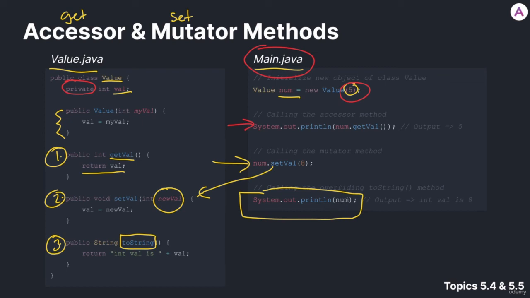So whenever this happens with any object, what Java does is it looks back at the class and it sees, okay, num belongs to the value class, is there a toString method that exists? In this case, there is. And since there is a toString method, Java just basically prints out whatever is returned in this return statement. So in this case, it says int val is, and then a space, and then we're concatenating that with val's value, which, as we established earlier, is 8. So it'll basically print out int val is 8.